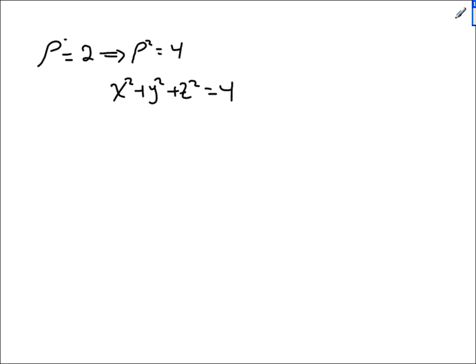This time, giving you an equation in spherical form. We want to go rectangular. Well, this implies that rho squared is 4. But rho squared is x squared plus y squared plus z squared, which equals 4.